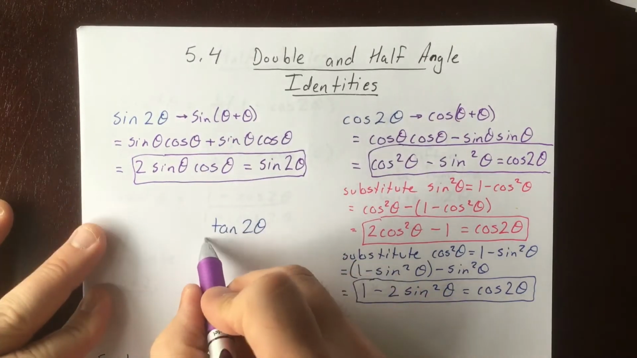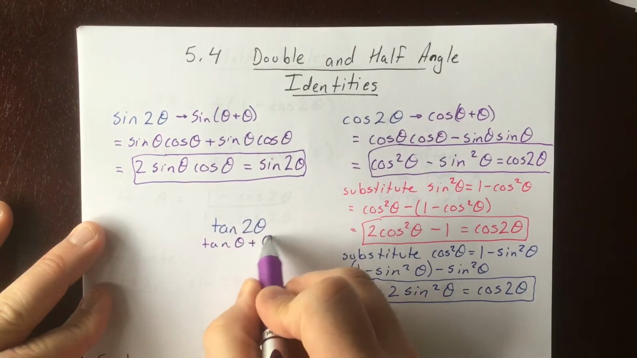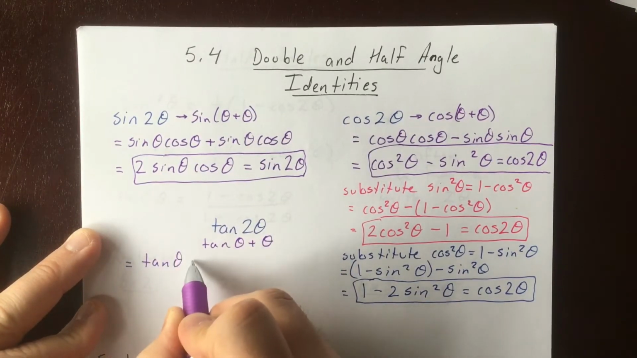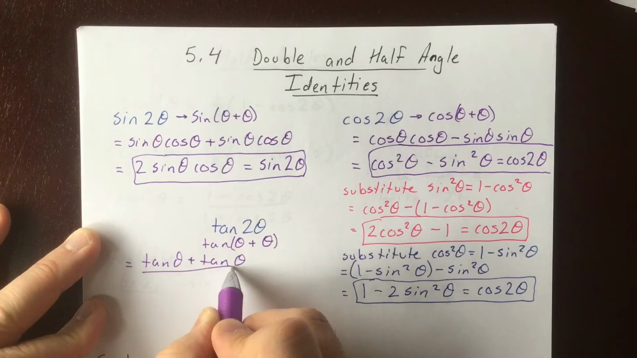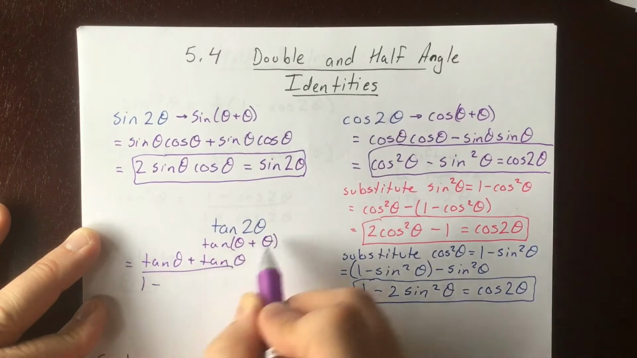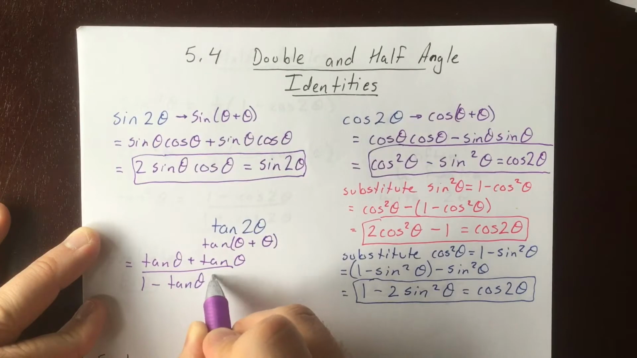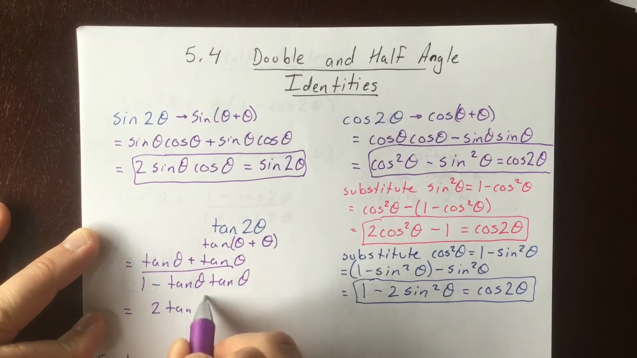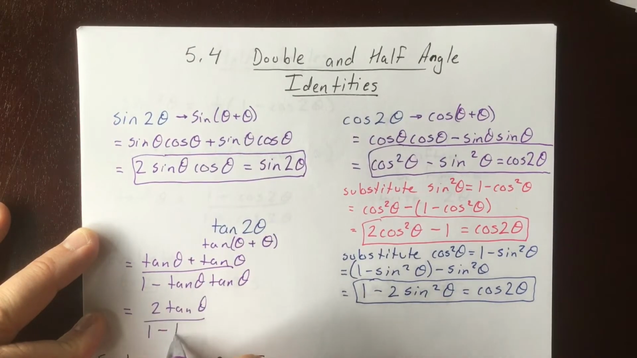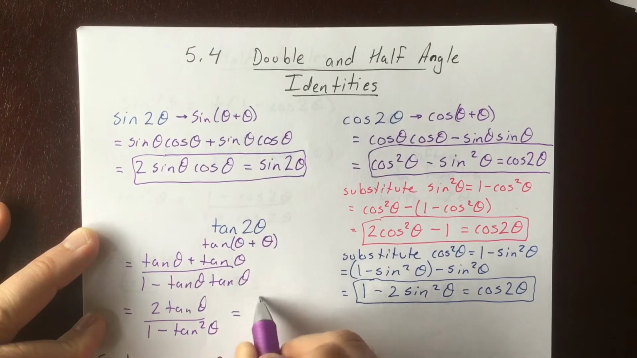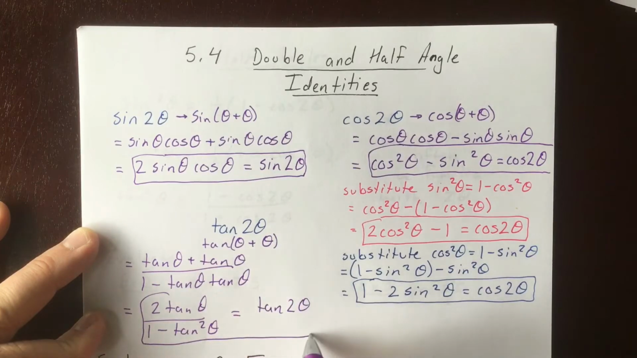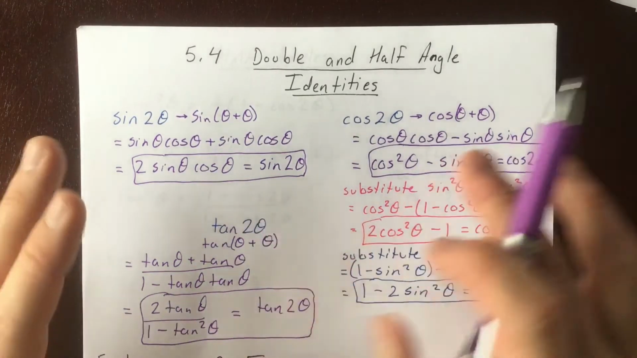Tangent of 2 theta, again, is tangent of theta plus theta. Its identity would say tangent of the first angle plus tangent of the second angle, over 1 minus, in this case, tangent of the first multiplied by tangent of the second. Simplifying gives us 2 tangent theta over 1 minus tangent squared theta. And we have our double angle identity for tangent. So have these, write these down.